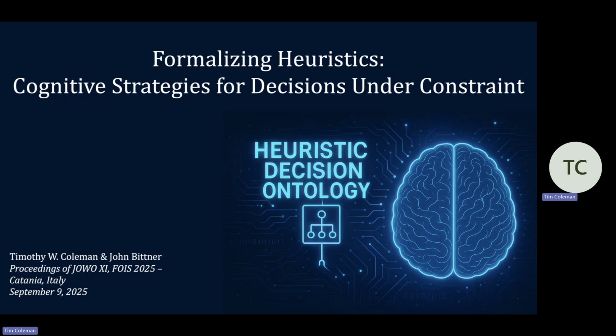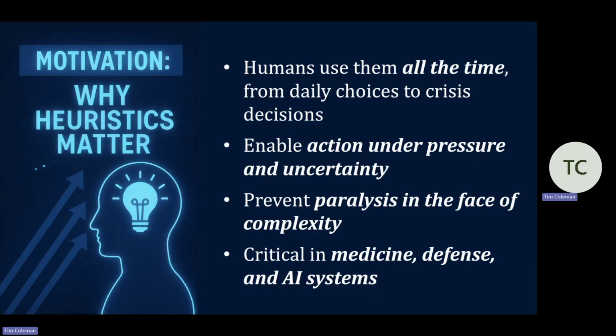So let's begin with a simple question. Why do heuristics matter in the first place? Well, you see heuristics everywhere, from daily choices to crisis decisions. They enable action under pressure and uncertainty. They prevent paralysis when complexity explodes.